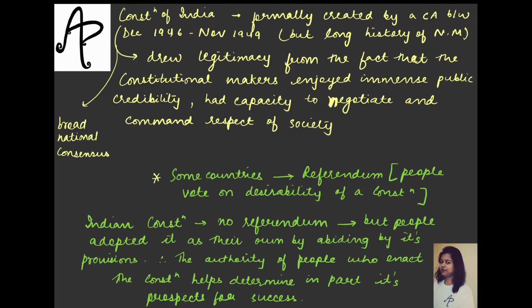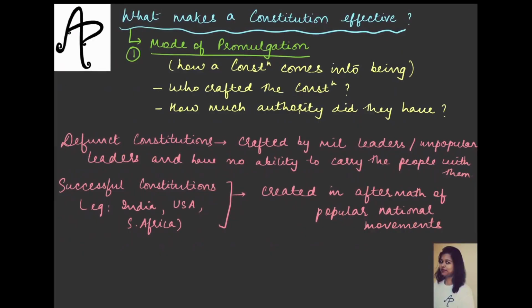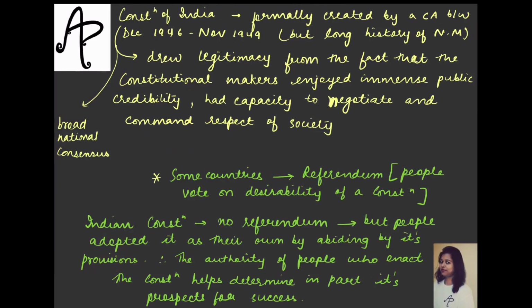So the Constitution of India was made by those people. For example, here we have seen military or unpopular leaders who could not carry people with them. But in the case of India, during the national movement, it is the leaders of the national movement only who were the members of the Constituent Assembly, who helped in framing the constitution. So they were taking the people along, right?